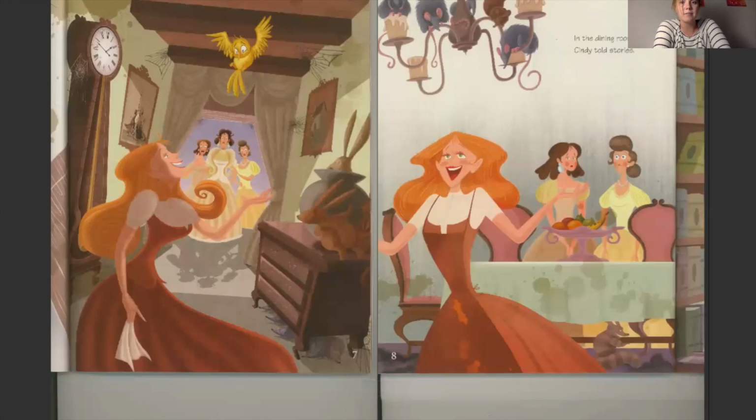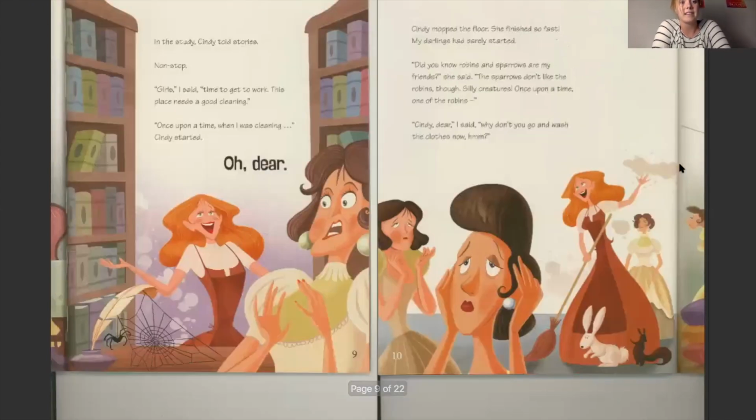In the dining room, Cindy told stories. In the study, Cindy told stories. Non-stop. Girls, I said, time to get to work. This place needs a good cleaning. Once upon a time when I was cleaning, Cindy started. Oh dear. Cindy mopped the floors. She finished so fast, my darlings had barely started.